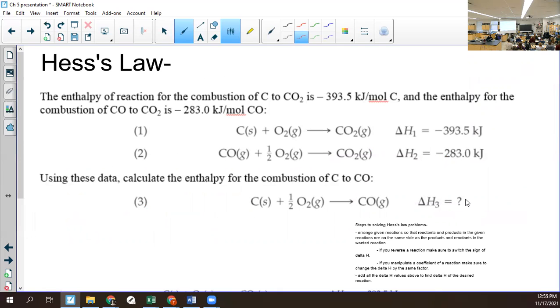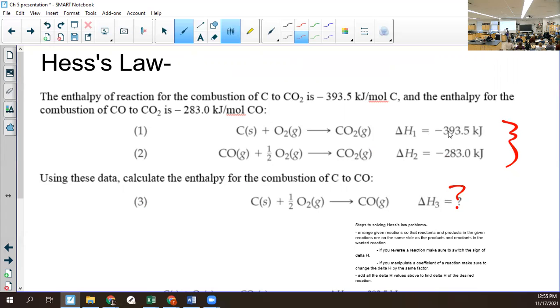We do not know this reaction's enthalpy. But we know that these two have these values. Please focus. So I look, this is the reaction I want. These are the two reactions they gave me.